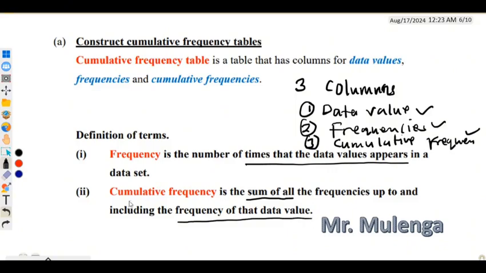Meaning that when you are finding the third column, the cumulative frequency, you need to do what? To add. You need to find the sum of all the frequencies. This sum of all the frequencies should tally with the number of data values that they have given you. Okay, so let us now look at an example.